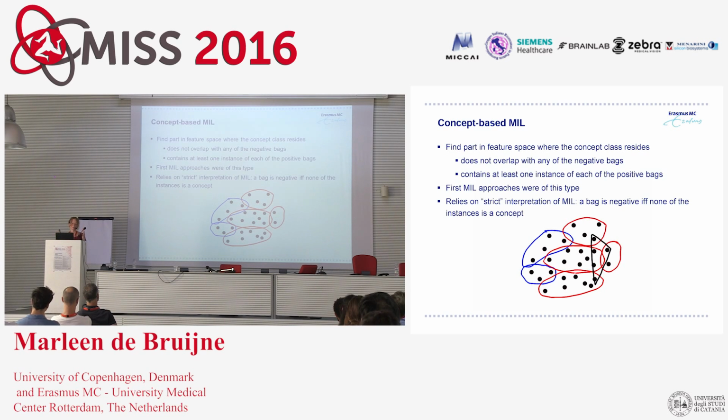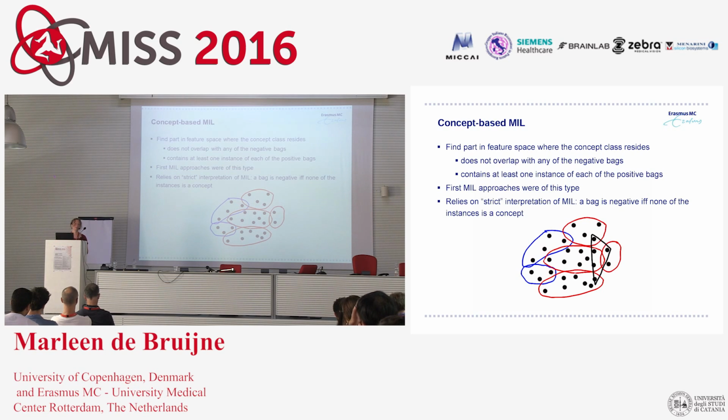So we have this specific concept that defines uniquely the positive bags, and we want to find out where in the feature space it is. This concept should not overlap with any of the negative bags. We know that for sure because all the instances in the negative bags are negative. And it should contain from each positive bag at least one sample, one instance, in this concept region.